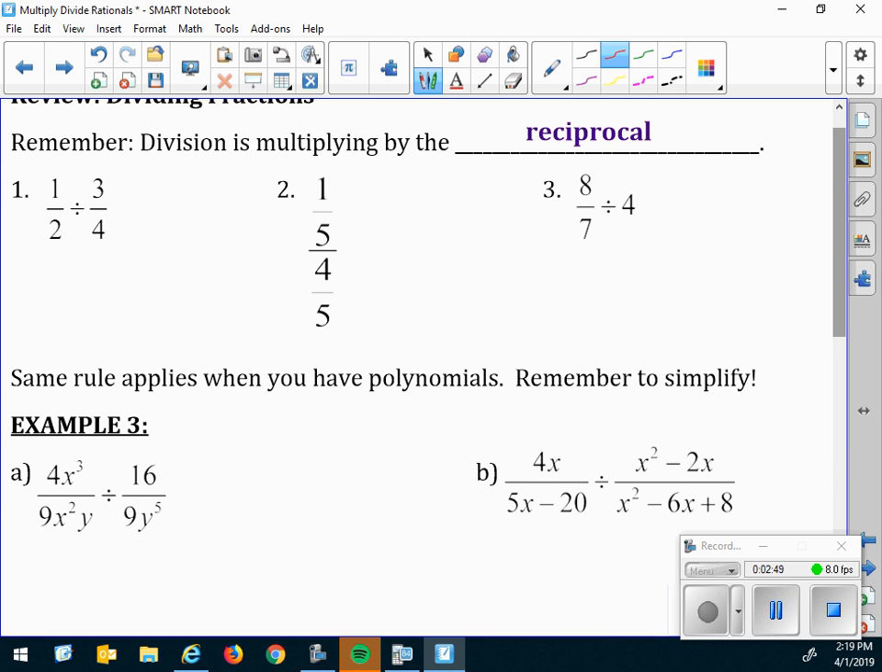Because that first problem says 1/2 divided by 3/4. So we are dividing by 3/4. So that's going to be multiplying by 4/3.